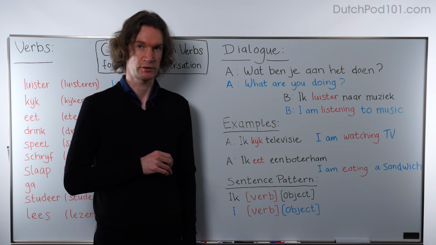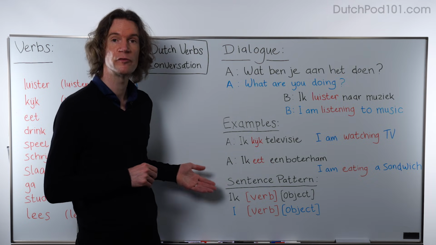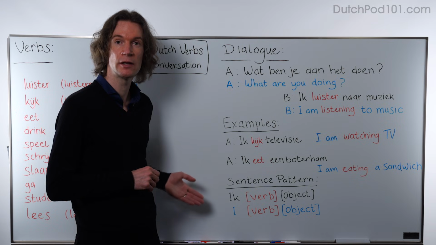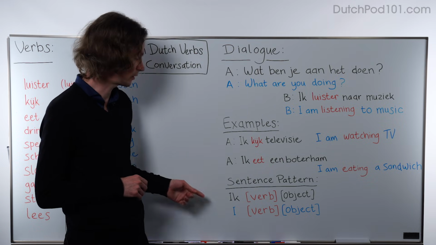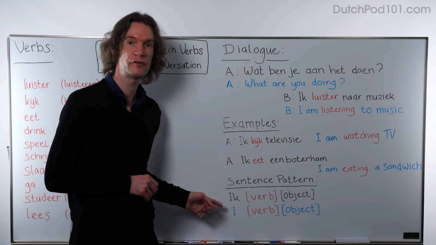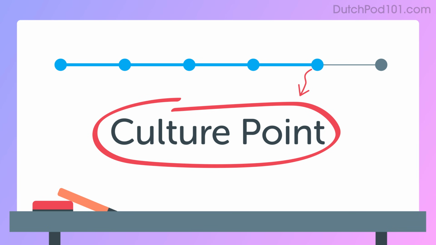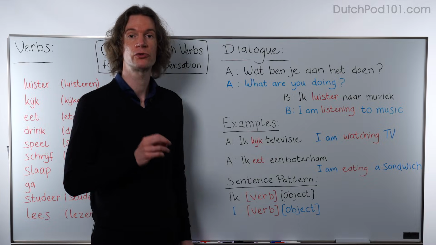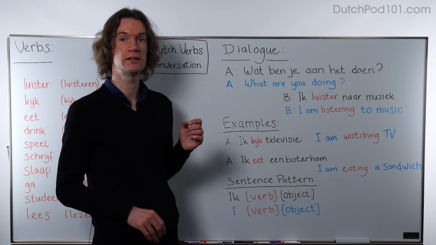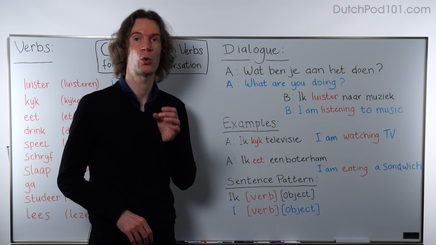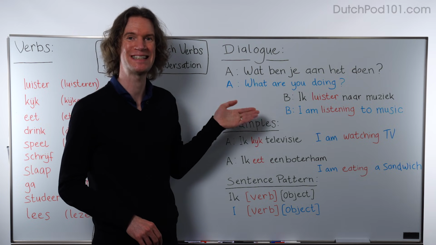Now let's look at the sentence pattern. This pattern will be the structure that all of our dialogues will follow. Ik, verb, object. Each time we are using the first person singular. In Dutch, ik, I, followed by the corresponding verb form. In Dutch, the general description for listening to music is muziek luisteren. However, when conjugated and used in a sentence, the particle naar or to is added. Ik luister naar muziek. I am listening to music.